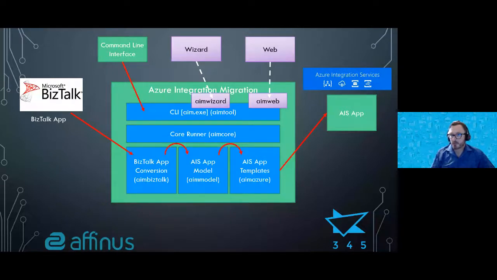You could create a library called aim wizard, and that would run on top of the core runner instead of aim tool. Or if you wanted to do a web interface, you could make your own packages to deliver that as a different form factor.